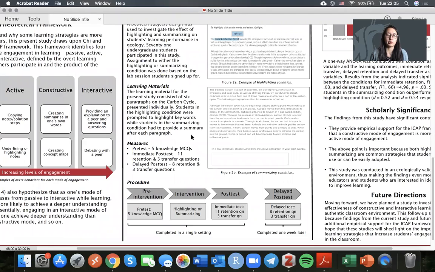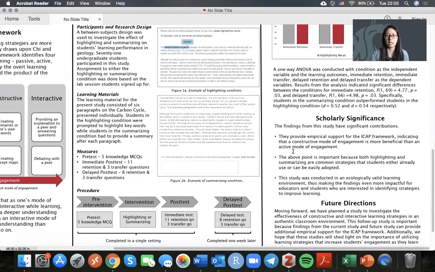In terms of measures, we had a pre-test, which included 5 knowledge multiple choice questions, an immediate post-test, which had 11 retention and 3 transfer questions, and a delayed post-test, which comprised 8 retention and 3 transfer questions. The pre-test, the activity, and the immediate test were all administered in a single setting. The delayed post-test was administered a week later.